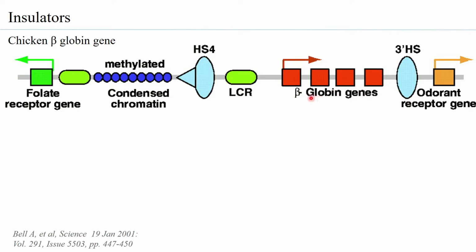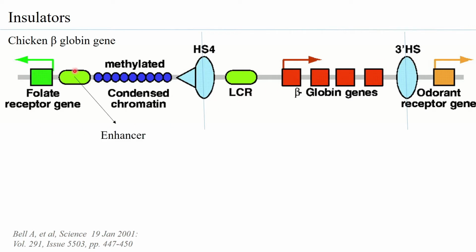We know that you have several different subtypes or genes present that finally comprise the beta globin protein. Interestingly, on either side of the locus of the beta globin genes are insulators. Here you have what is called HS4, towards the 5' end of the beta globin gene locus, and 3' HS on the 3' end of the locus. This is called HS4 because it is a DNase hypersensitive region, and from that the name HS4 or 3' HS comes.